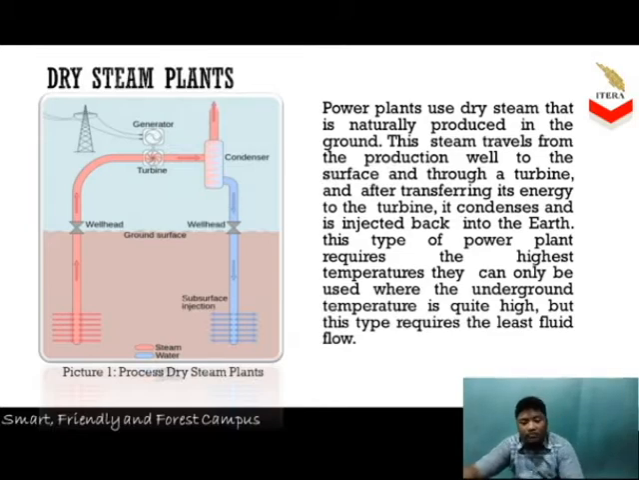The dry steam plants require the highest temperature. They can only be used where the ground temperature is quite high. But this type requires less fluid flow.